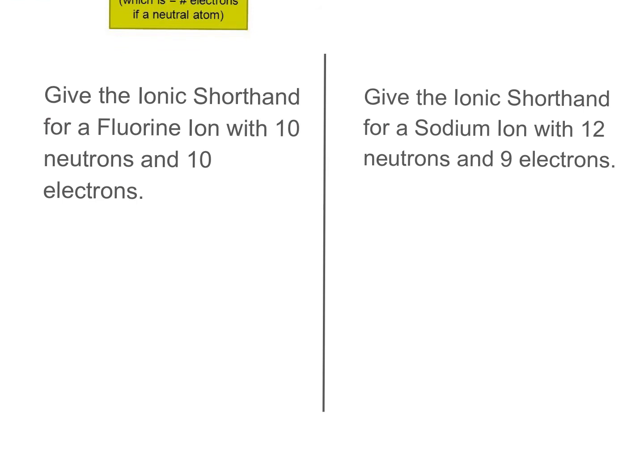Now, just like our previous one, I am going to do the first one with you, and then you will have the opportunity to do the second one. Quick refresher. I have my chemical symbol, I have my mass number, I have my protons, except now I'm including my charges. The first one I'm working with is I want to give the ionic shorthand for a fluorine ion. I have 10 neutrons, and I have 10 electrons.